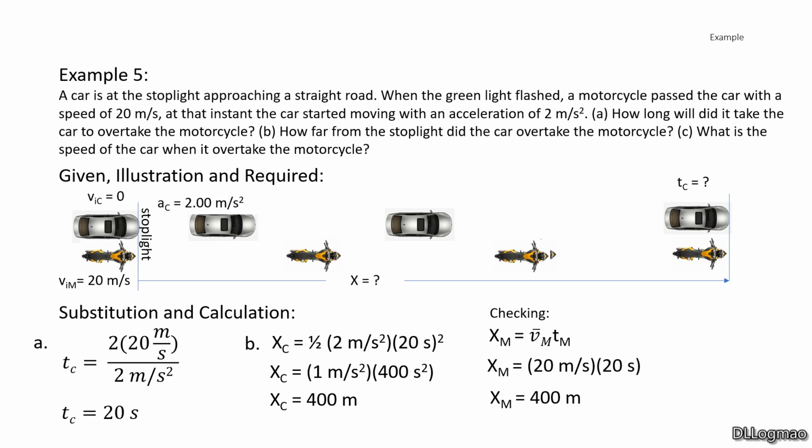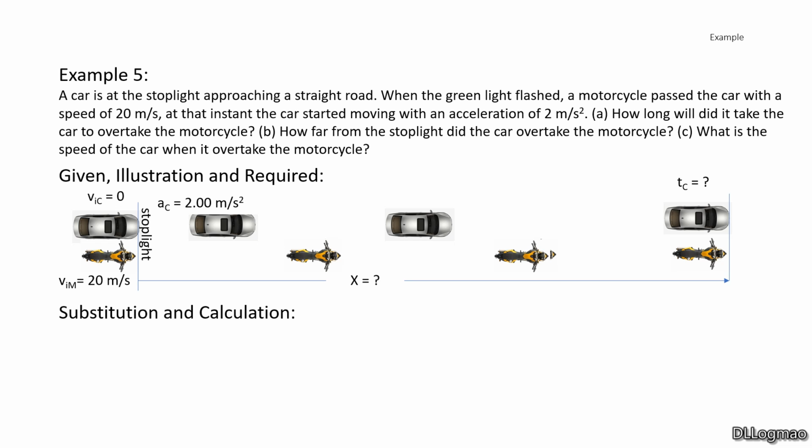The last required is the final velocity of the car when it overtakes the motorcycle. Substitution and calculation. The velocity of the car is 2 meters per second squared times 20 seconds. And the velocity of the car is 40 meters per second. The car's speed is much greater than the speed of the motorcycle when it passed the motorcycle.